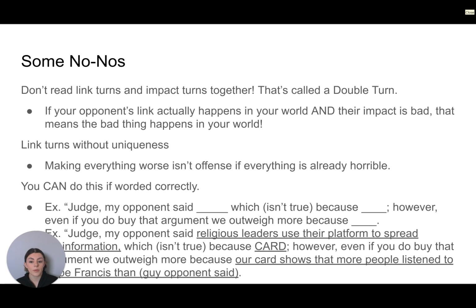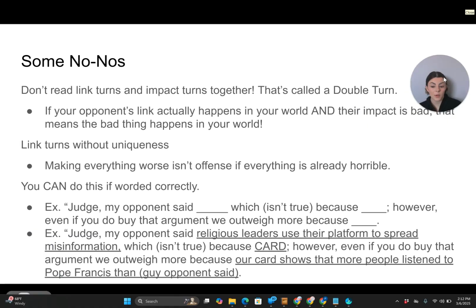However, what I said earlier where you say, hey, this thing that my opponent is saying is false, however, if you still believe it, it's technically not even a good impact, that's okay because that's not hurting you, right? But if you're turning the argument and saying, actually, no, it's my side that's causing that impact, but then you say the impact is bad, then again, you're hurting yourself in your case. You do not want to do that. So the example I just gave, you could see down here. So I say, Judge, my opponent said X, which isn't true because Z. However, even if you do buy that argument, we outweigh more because of Y.